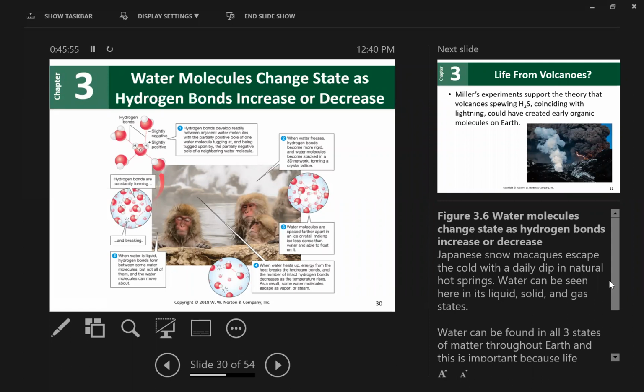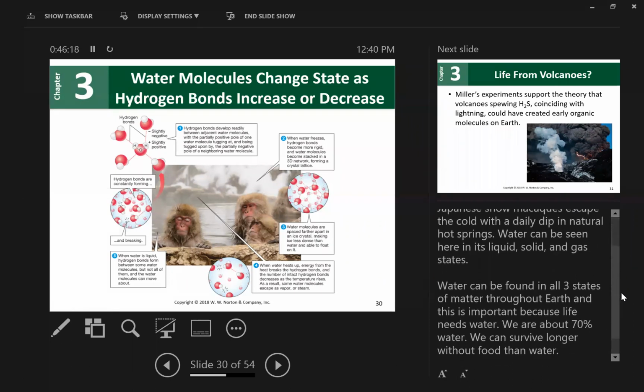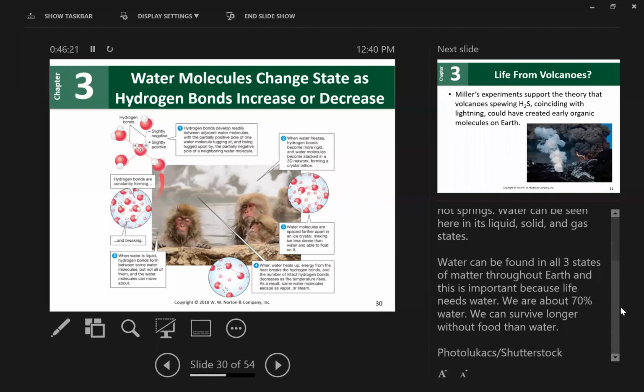So you can see ice as it freezes in the background. You can see the lake in its liquid background. And then you can see the steam coming up off of that lake as it's a warmed space. So water can be found in all three states of matter throughout the earth, and this is important because life needs water. We as humans are about 70% water, and we can survive longer without food than we can without water.